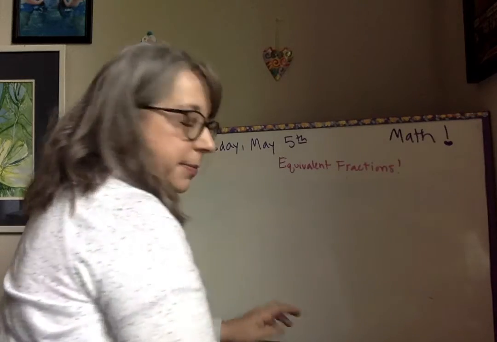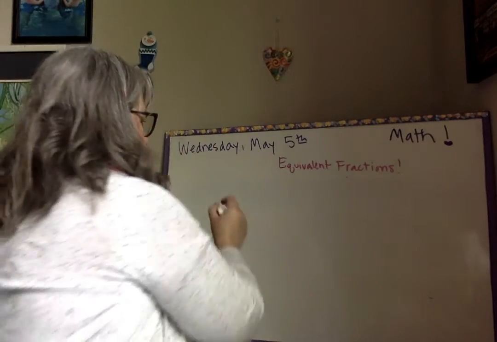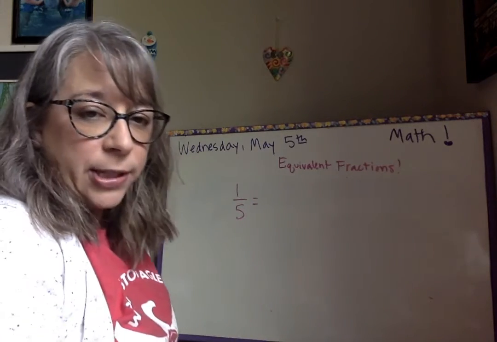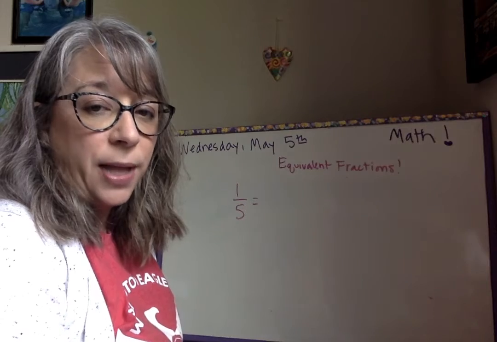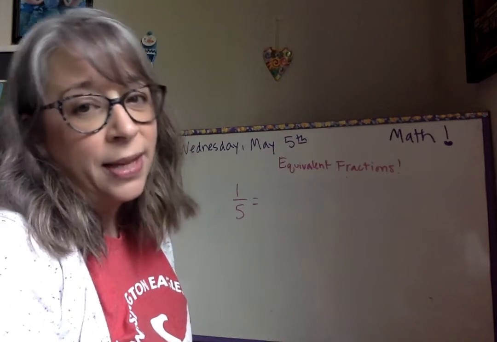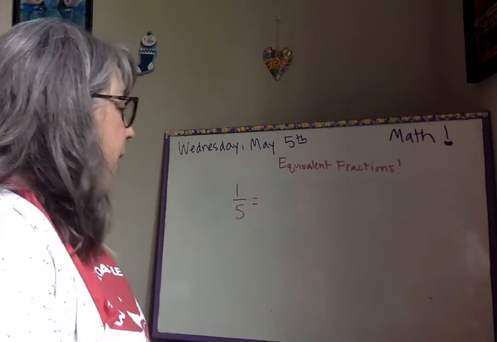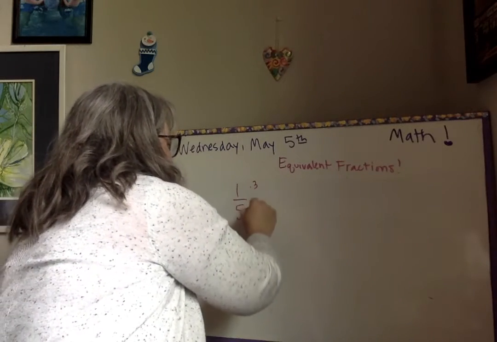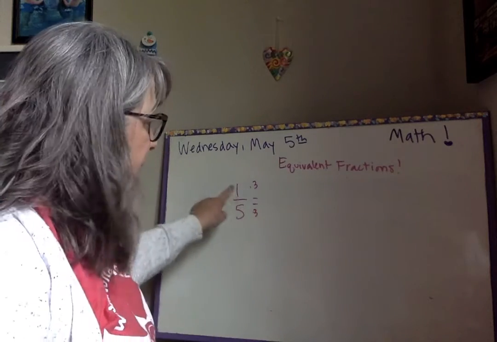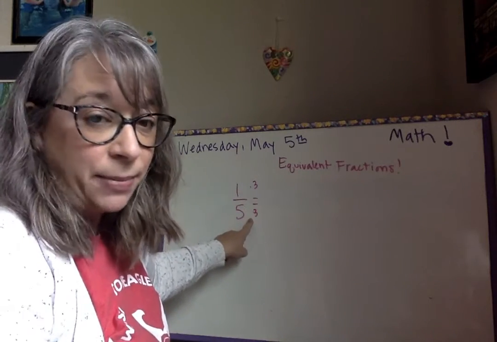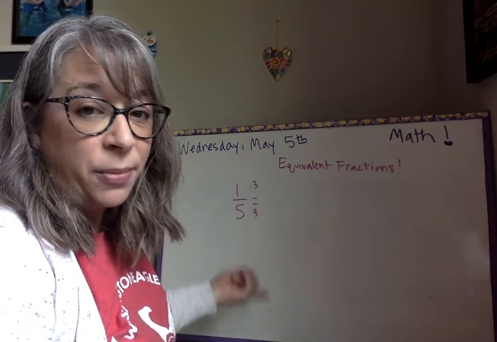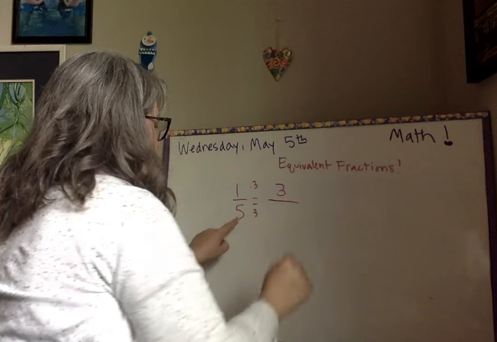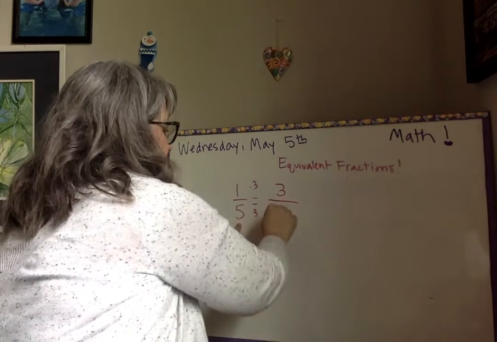So let's try 1/5. Let's make equivalent fractions for 1/5. If you want to make an equivalent fraction, you're going to multiply by any number, but make it small because that just makes life easier. We can do times 3. But whatever you do, you have to multiply your numerator and the denominator by the same number. If you change that number, it's not going to be an equivalent fraction. So 1 times 3 is 3, and 3 times 5 is 15.